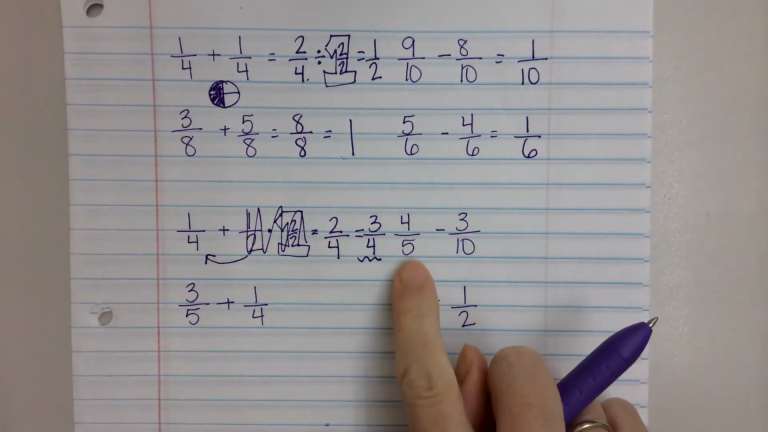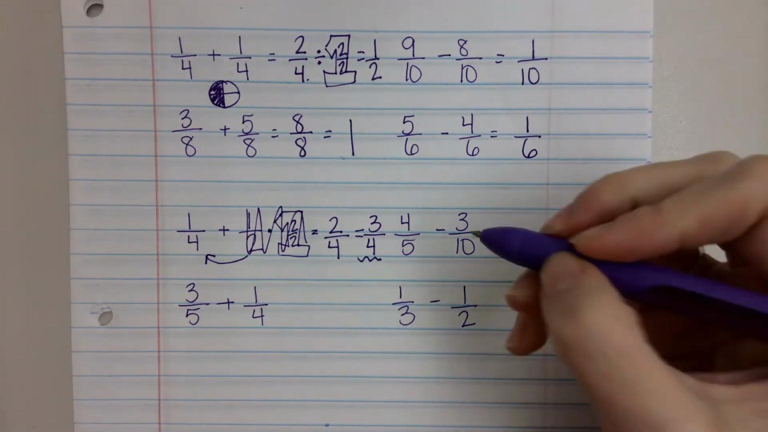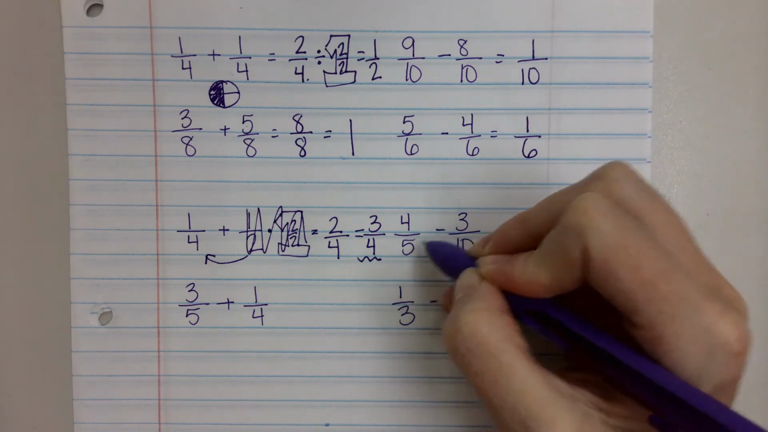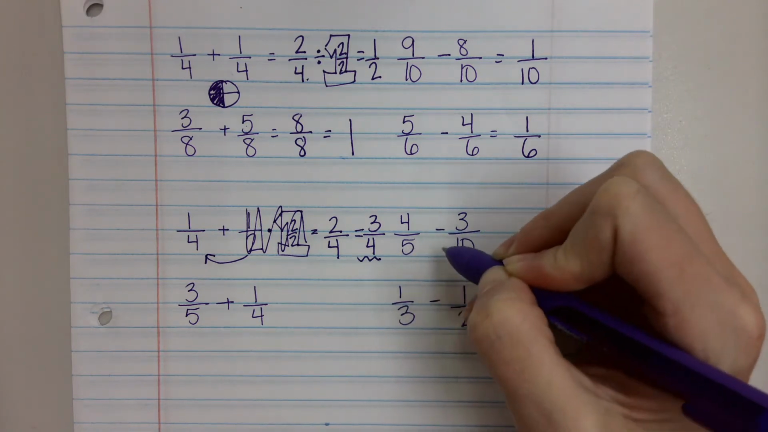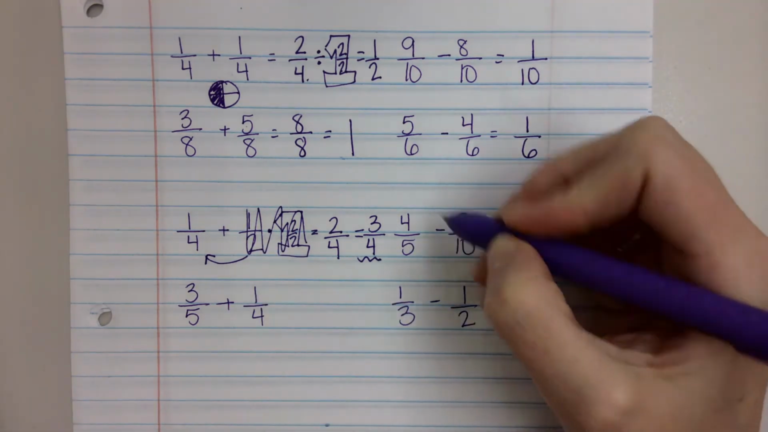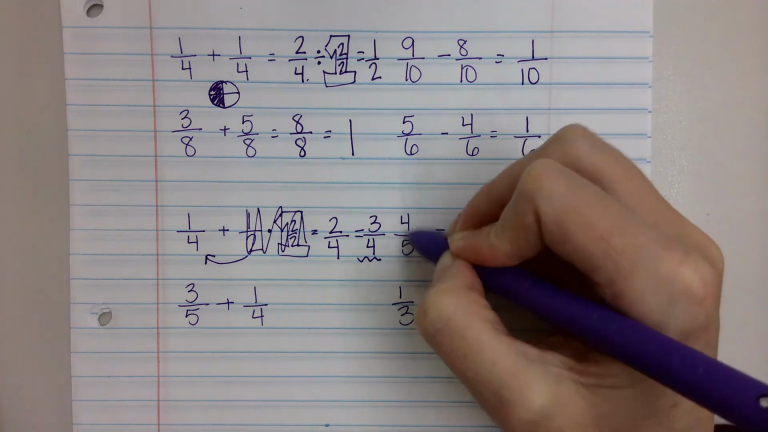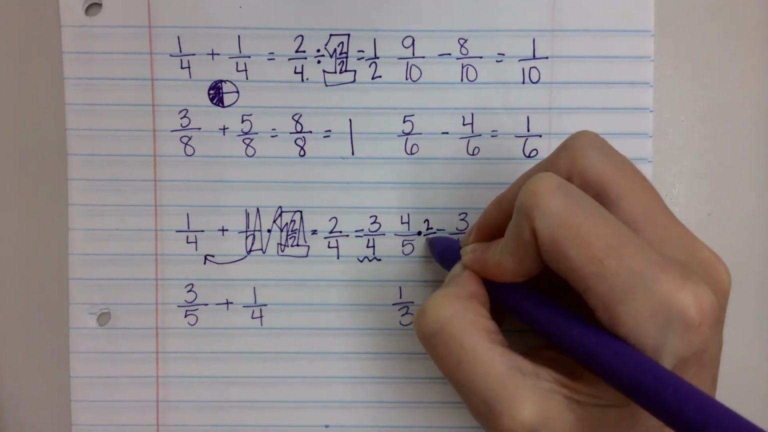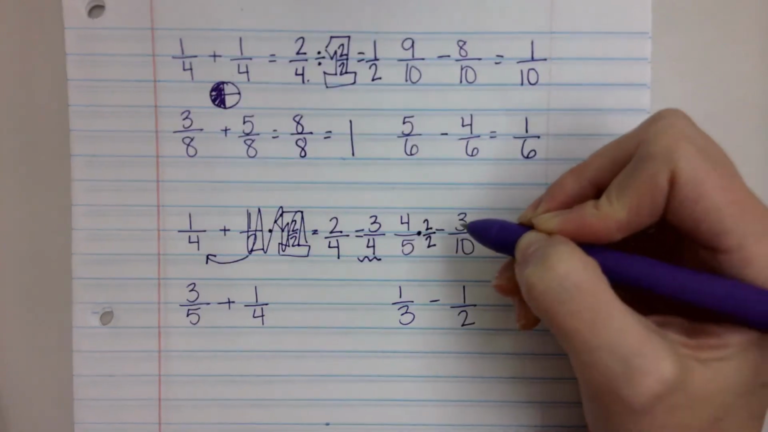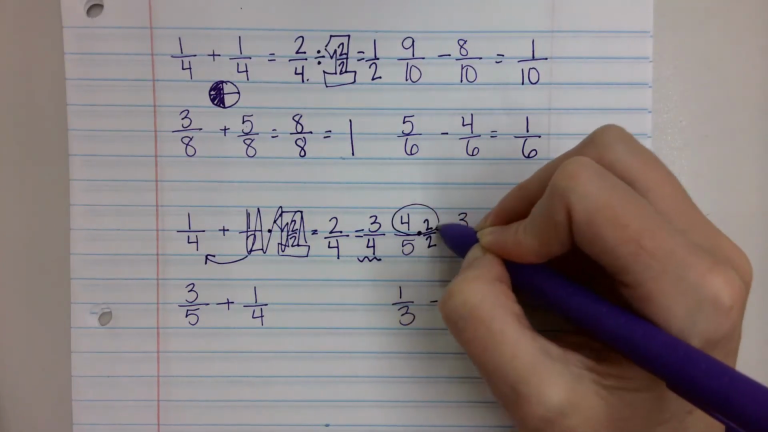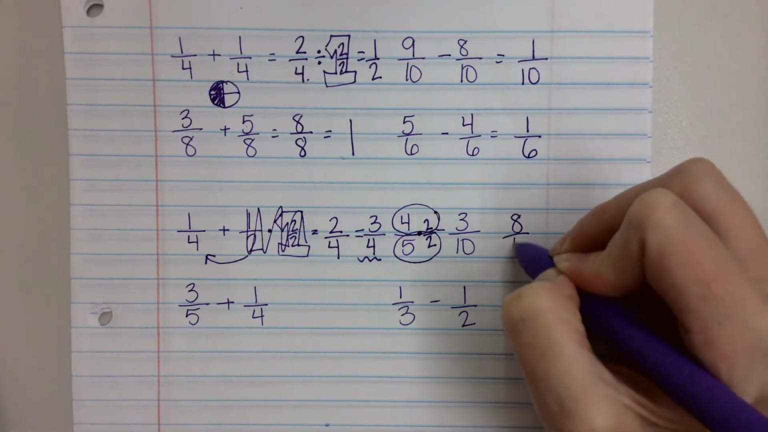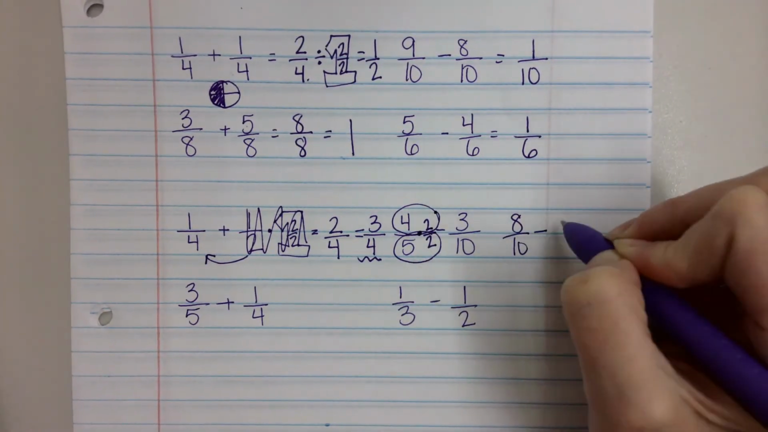All right, for the next one, we have different denominators. We can turn the 5 into 10 also by multiplying by 2, just like we did for this one, because 5 times 2 is 10. So I'm going to multiply this fraction by 2 over 2. That's equivalent to 1. And I'm going to rewrite this fraction. So this will be 8/10.